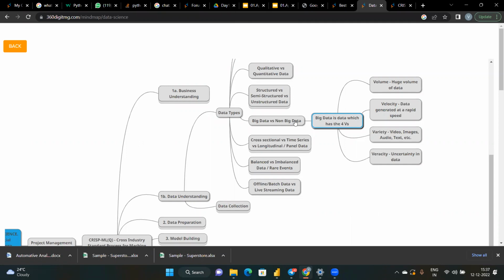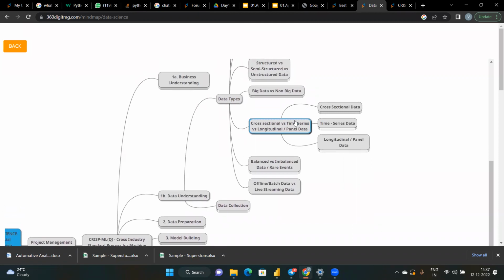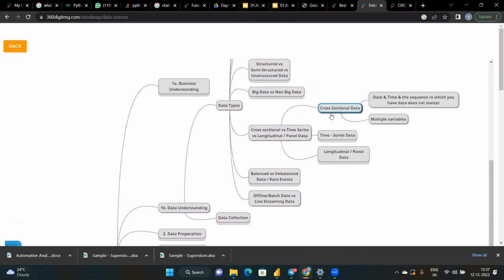Okay. Moving on, we have cross-sectional versus time series versus longitudinal data. Cross-sectional, the name says it, right? The date and time sequence in which you have the data does not matter. The sequence of date and time and other things doesn't matter when you are dealing with cross-sectional data.